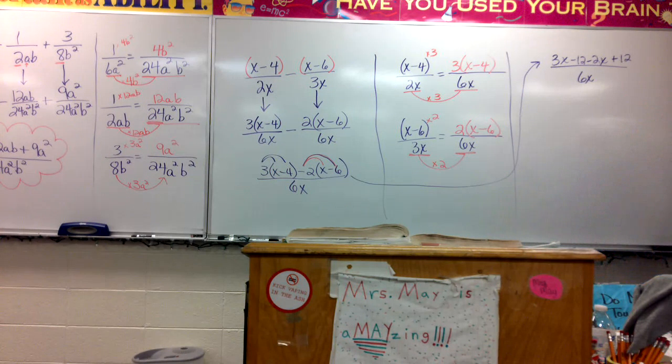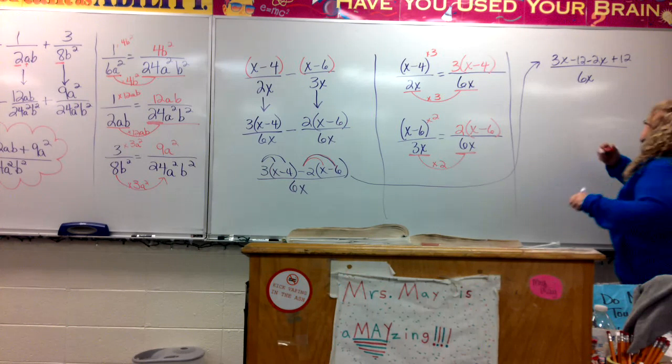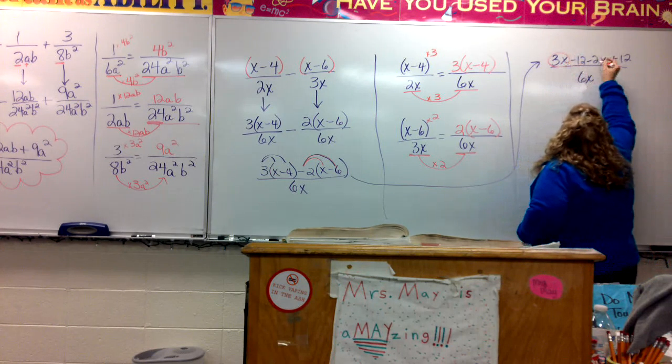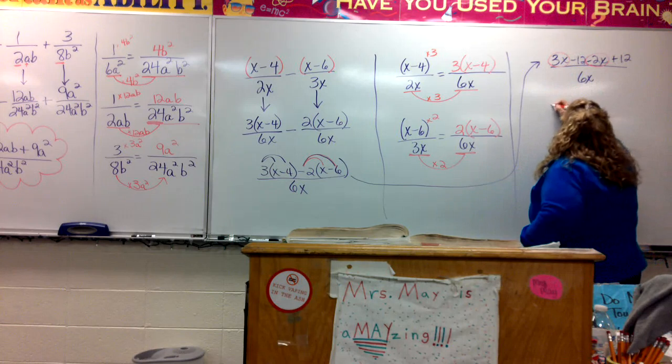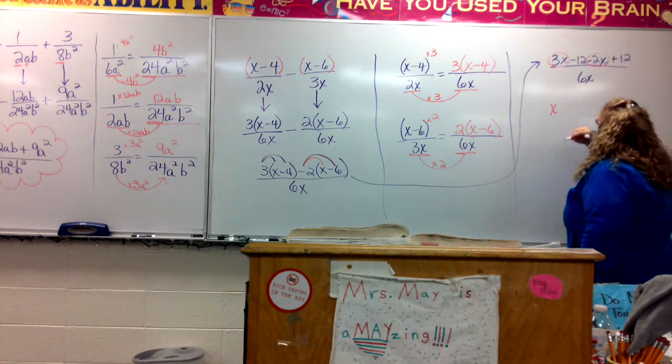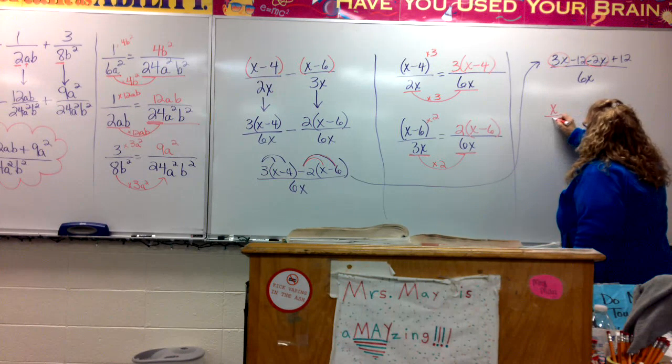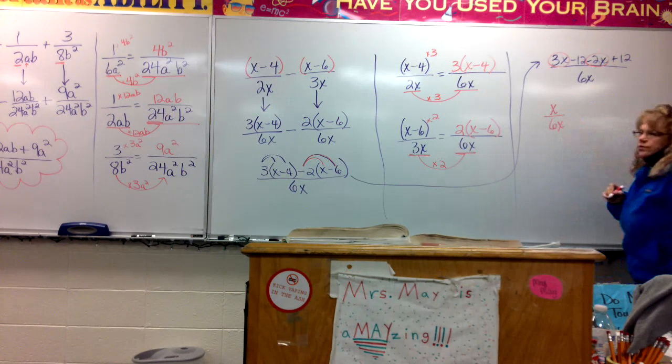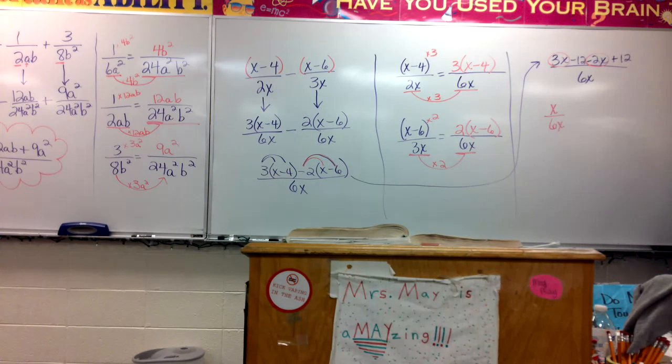Right. And now that you have it multiplied out, now you could combine some like terms if you choose. Well, you should actually. What do I get with the x's? 3x take away 2x is 1x. What happens to the 12s? Oh boy. So it's just x over 6x? No, wouldn't it just be 1 over 6?